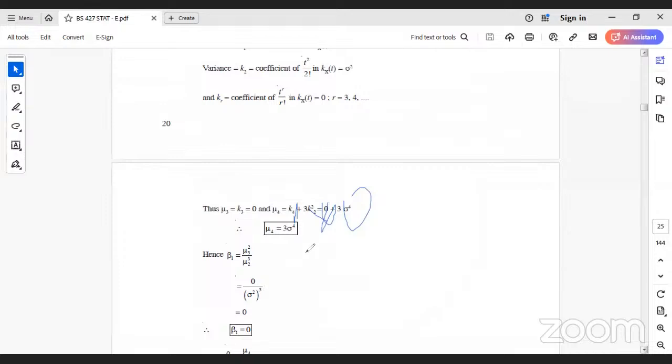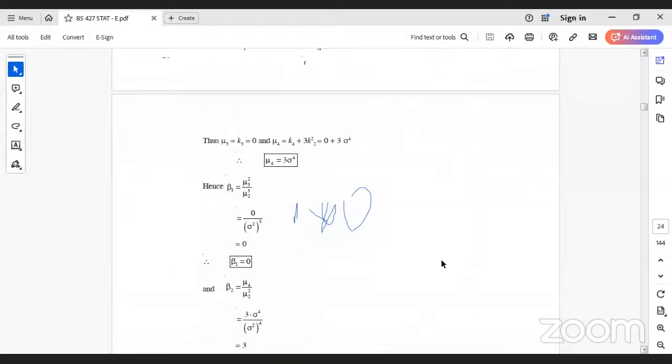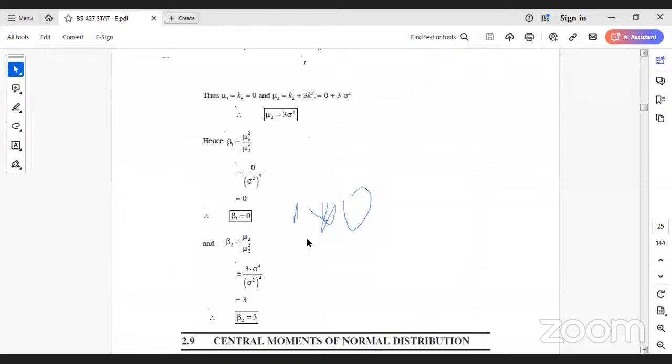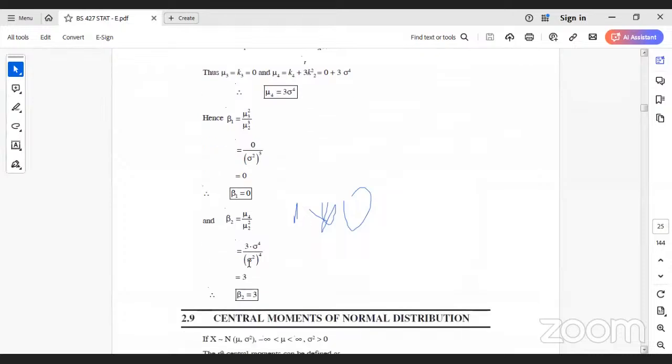What is the condition here? Beta 1 is equal to mu3 square by mu2 cube. What is mu3 square? It is 0 here. So 0 by sigma square whole cube is 0, then beta 1 is 0. Then beta 2 is equal to mu4 by mu2 square, where mu4 is 3 into sigma power 4, and mu2 square is sigma square whole square, which is sigma power 4. So that cancels here. What remains for you?